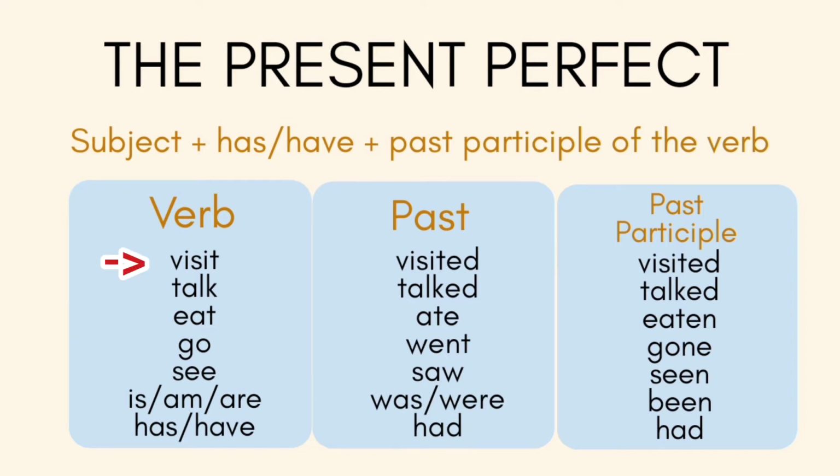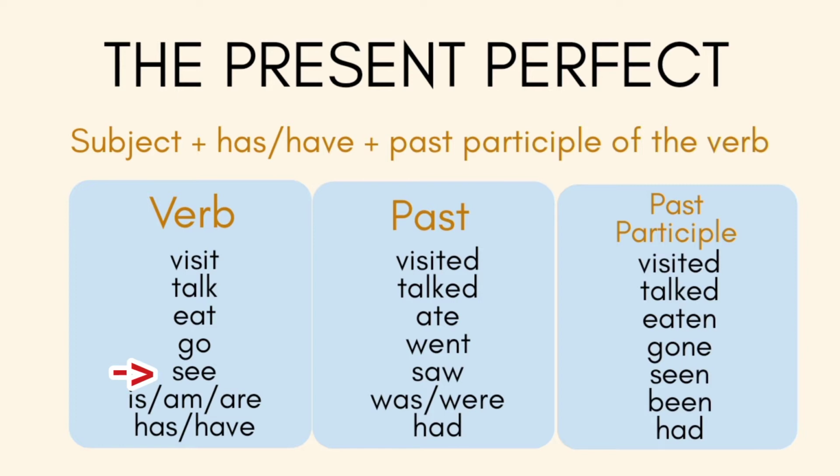So for the verb visit, the past is visited, and the past participle is also visited. That's an example of a regular verb. Talk, talked, and talked is also a regular verb. Now let's have the irregular verbs. Eat, ate, eaten. Go, went, gone.